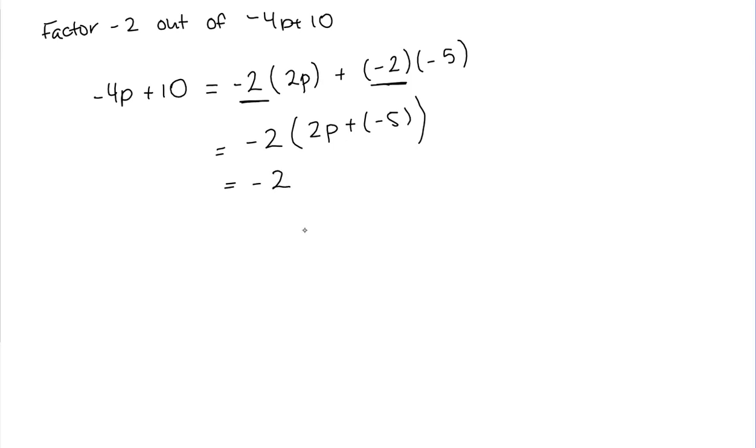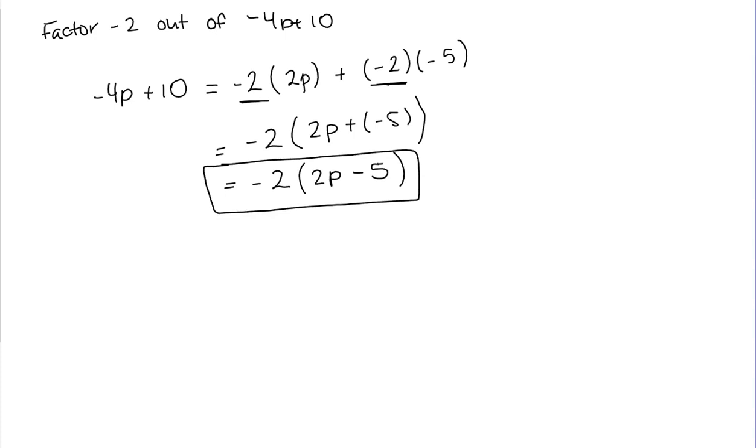So we have negative 2, and we're going to write 2p. Instead of writing plus, we're going to write minus. Instead of negative 5, we're going to write 5. So negative 2 times 2p minus 5. That's our final product. Let's do one more.